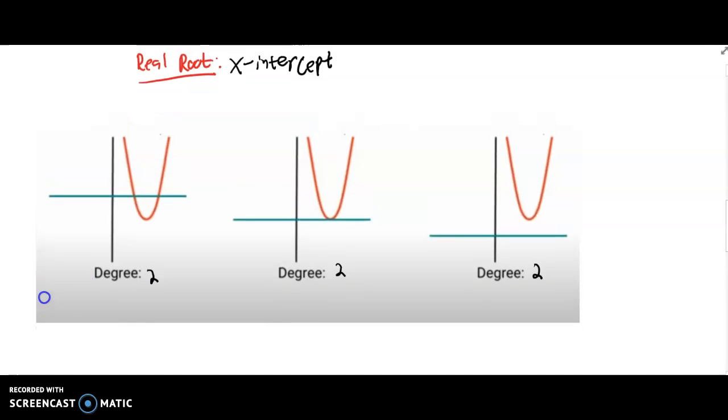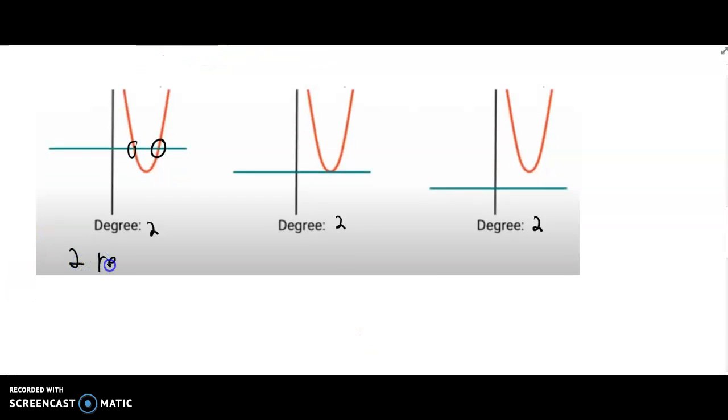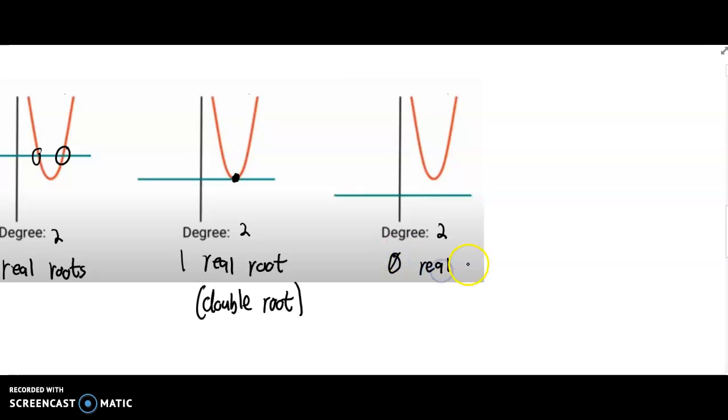Okay, on our first one here, we're going to have 2 real roots. This guy here is what we call a double root because it bounces off the x-axis. So we have one real root here, which is itself a double root. And we knew that because of the bounce off the x-axis. Our last guy here, we don't see any x-intercepts. So there are, in fact, 0 real roots.